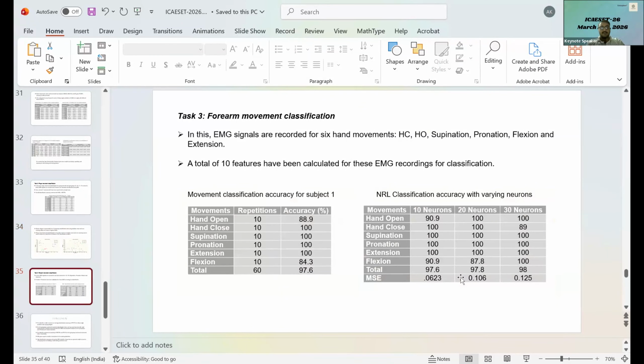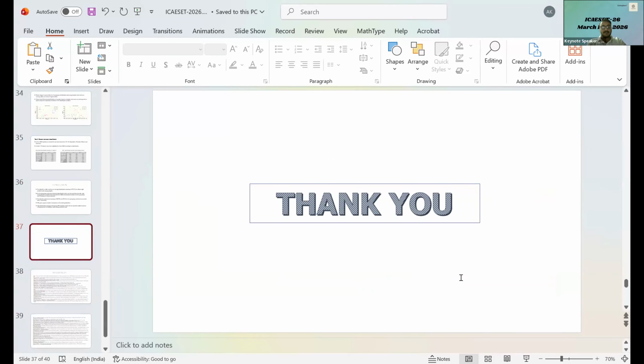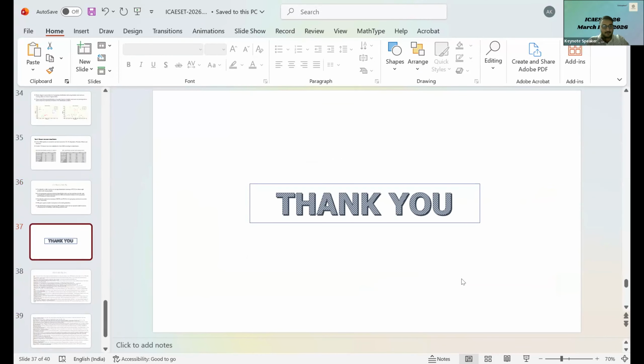In the last task, we used forearm movement for 6 movements, and we achieved an accuracy of around 97% on average. So these are the experiments we have performed. Other than this, we have performed experiments with some other techniques, but I have mentioned only these 2 techniques here due to the time constraint. So this is about the topic.